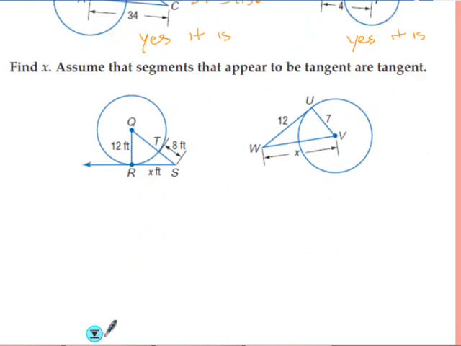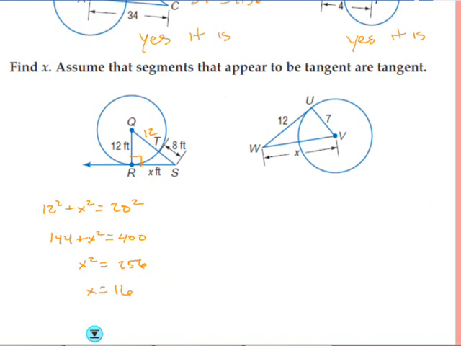Here we're solving for x. We're looking for that distance. If this is 12, and we know this is 12, so it says all segments that appear to be tangent are tangent, so that's a right angle. So then we have 12 squared plus x squared equals 12 plus 8, which is 20 squared. So 144 plus x squared equals 400. X squared equals 256. X equals 16.